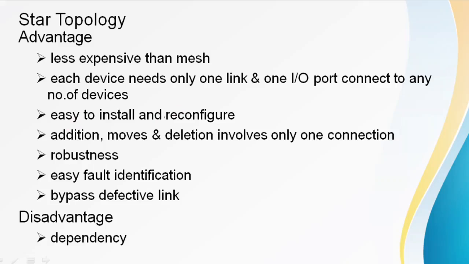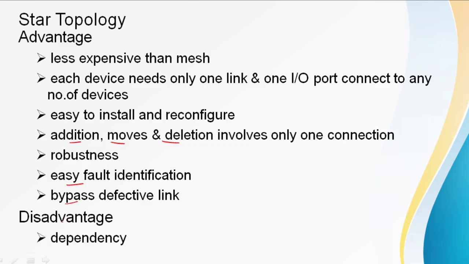It is easy to install and reconfigure. Addition, moves and deletion involve only one connection, so it is easy for addition and deletion. Robustness: we already see that if one link fails, only that link is affected. Others will be active. Here also, we can easily identify the fault. If a fault occurs, we will bypass the particular defective link.